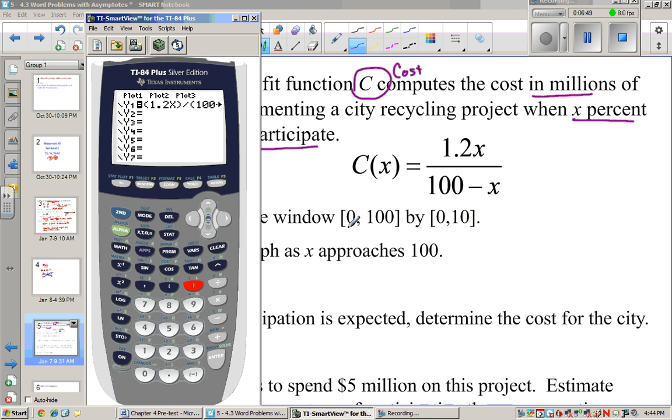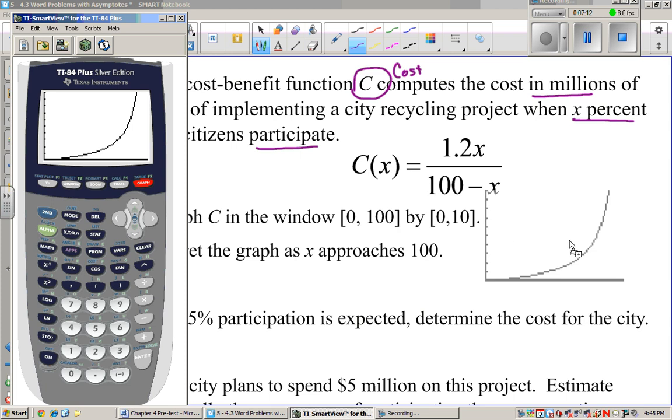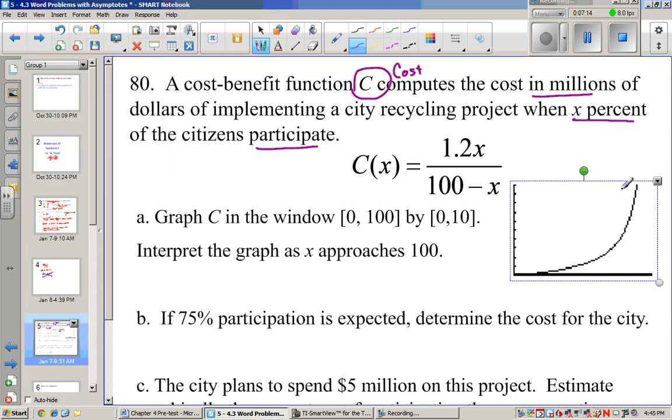All right, and then they gave us our window, 0 to 100. So let's put that in our window, 0 to 100, and also from 0 to 10. And there we go, here's our graph. And it asks us in our first question to interpret the graph as x approaches 100. So here's our graph, and it appears to be going up, and the question is how far up?